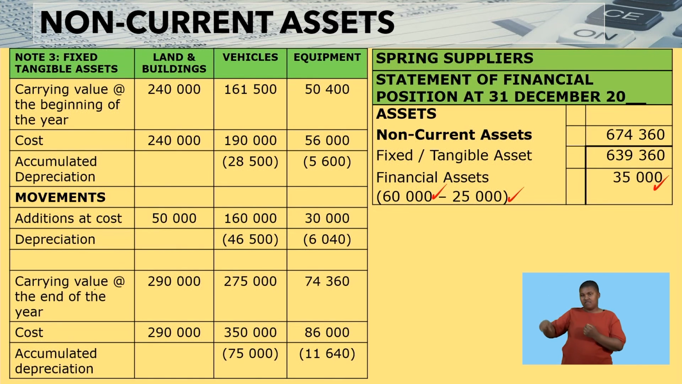Then, you will now take your carrying value. This is what you then go and record under your non-current assets. So you say 290,000 plus 275,000 plus 74,360. It would then give you 639,360. Once you have this, you then add the two, 639,360 plus the 35,000, that gives you 674,360. That becomes your non-current assets.